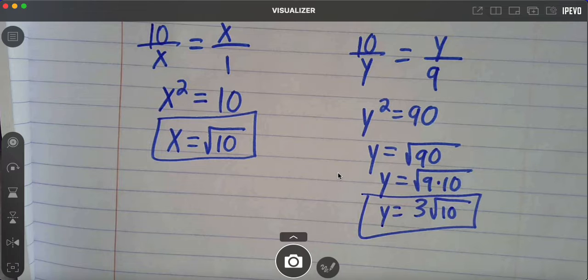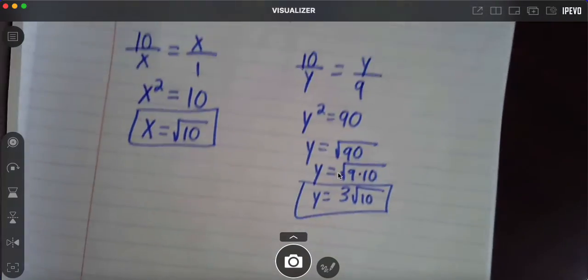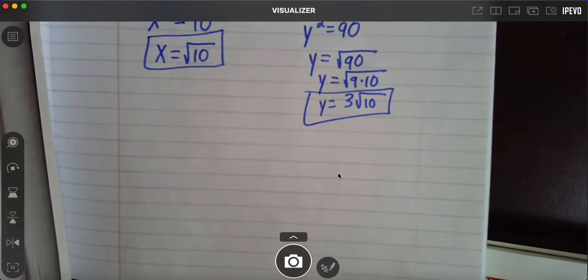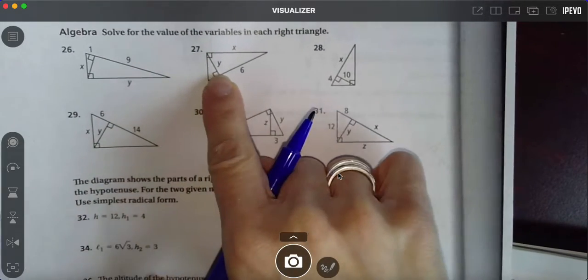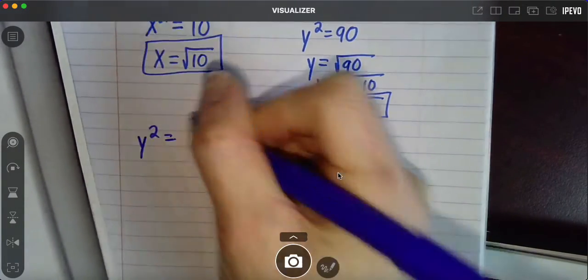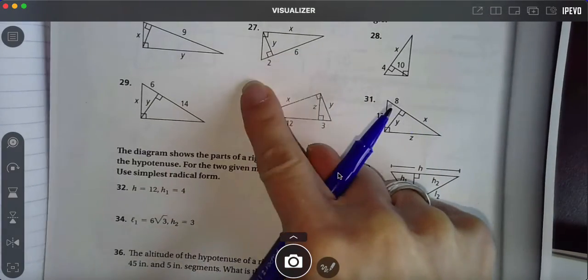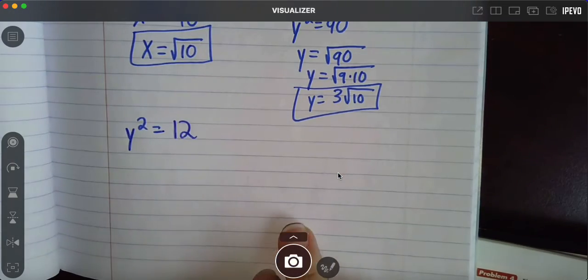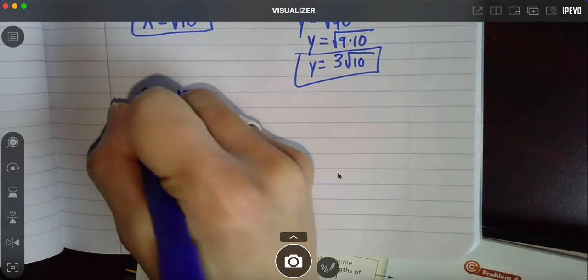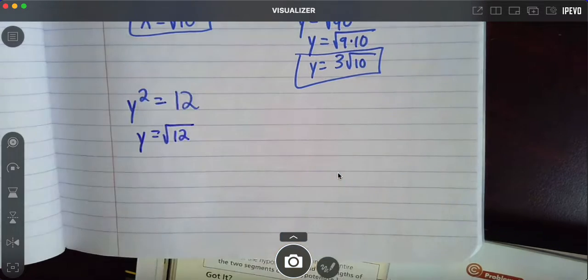Y'all want me to do one more? Yeah? Okay, so I've done 26. Now I'm going to do 27 because one of the things 27 wants is the what? Altitude. So I'm going to use that little altitude thing. Here's number 27. Oh, there it is. So the altitude, I'll square it. That's y squared equals, and this one we multiply those two segments. What's 2 times 6? 12. And then I square root both sides. Does 12 have a perfect square that goes into it?